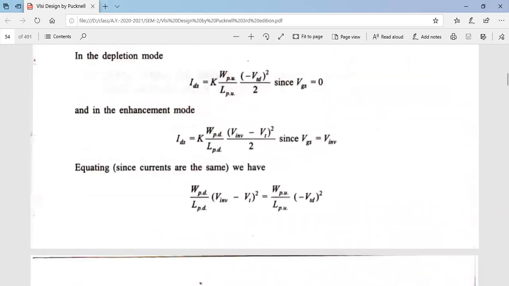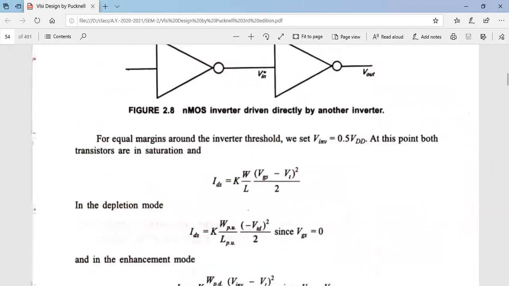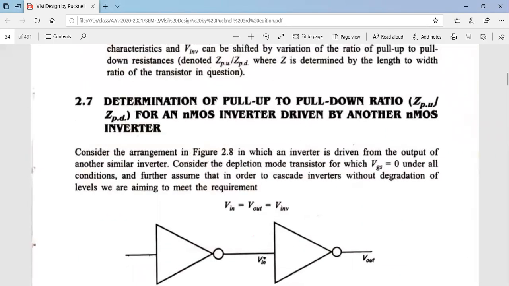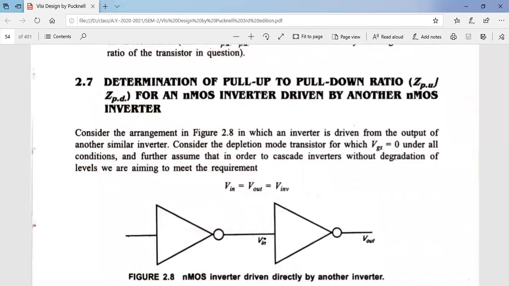Just now we have seen that the transistor on the upside, which is near VDD, is generally treated as the pull up, and the transistor near the ground is called the pull down. So we have to determine this pull up to pull down ratio, Z pull up to Z pull down, just like some impedance.